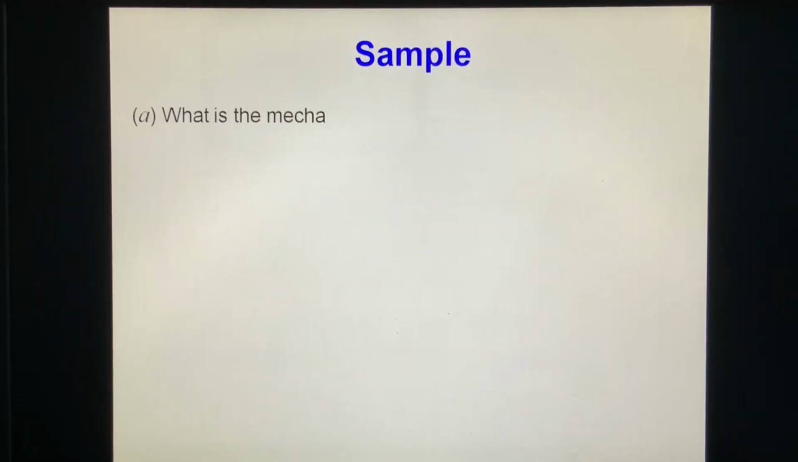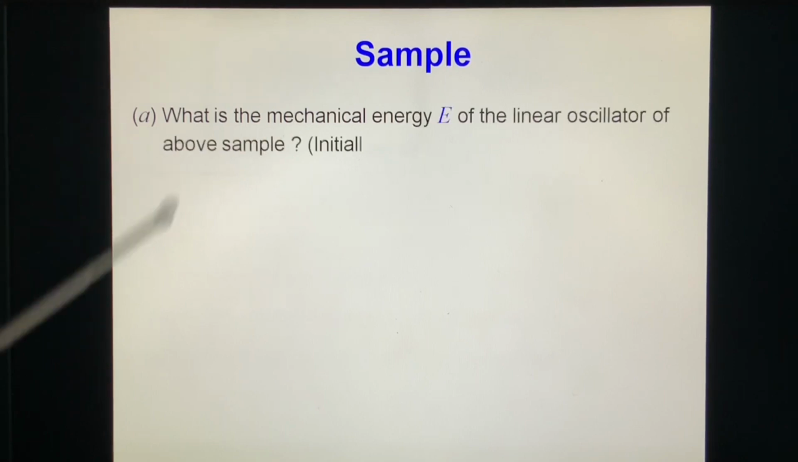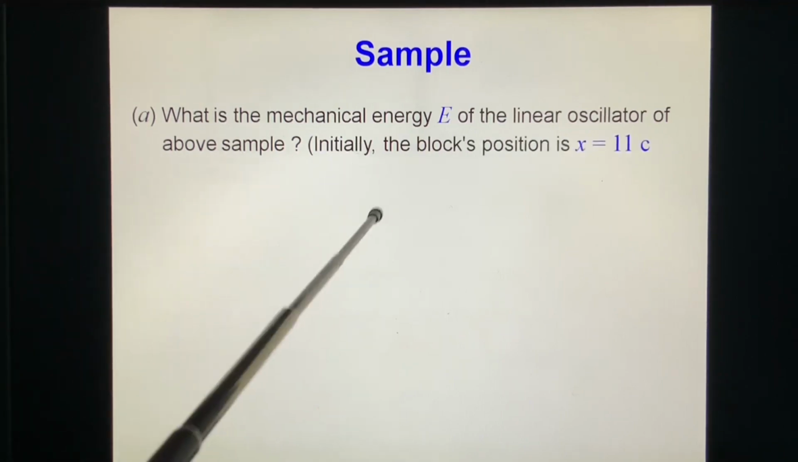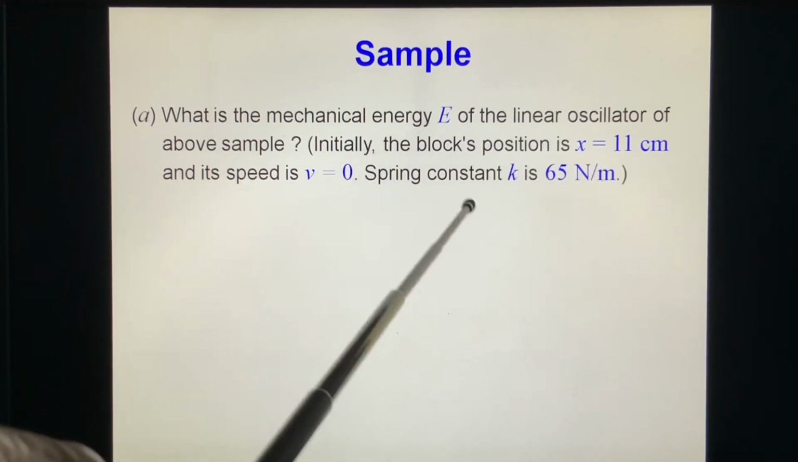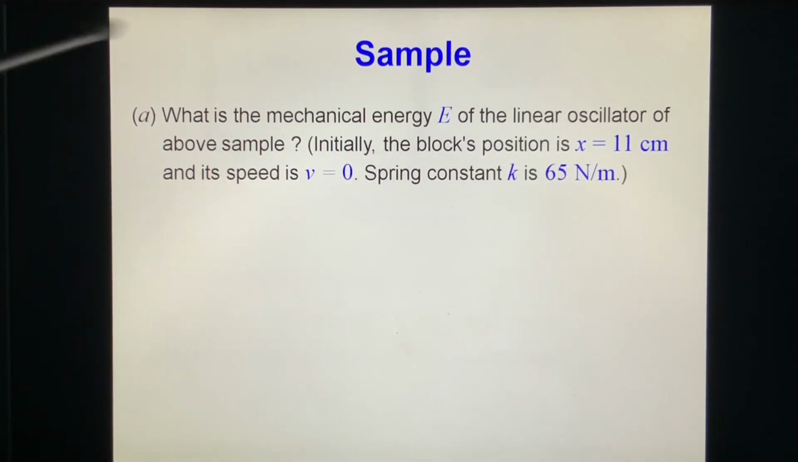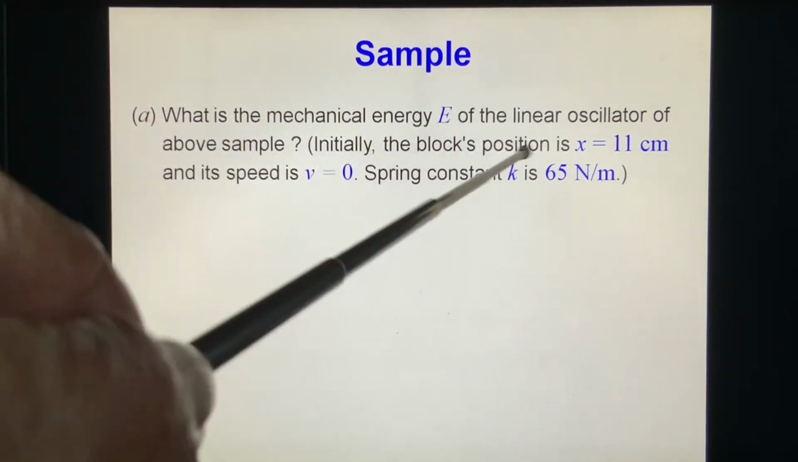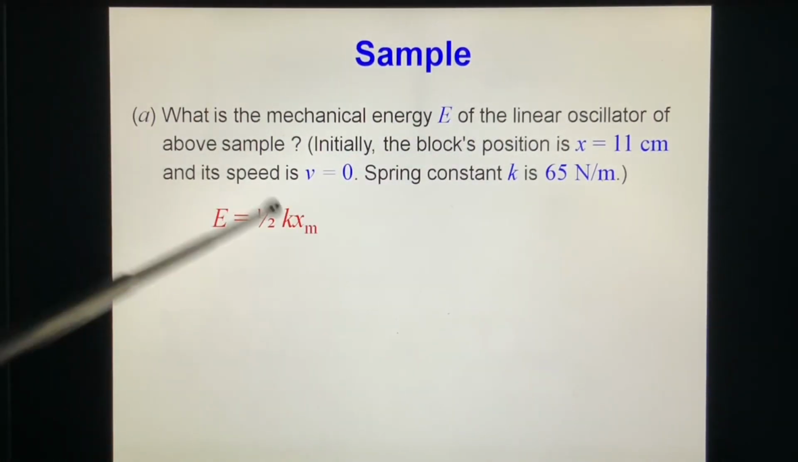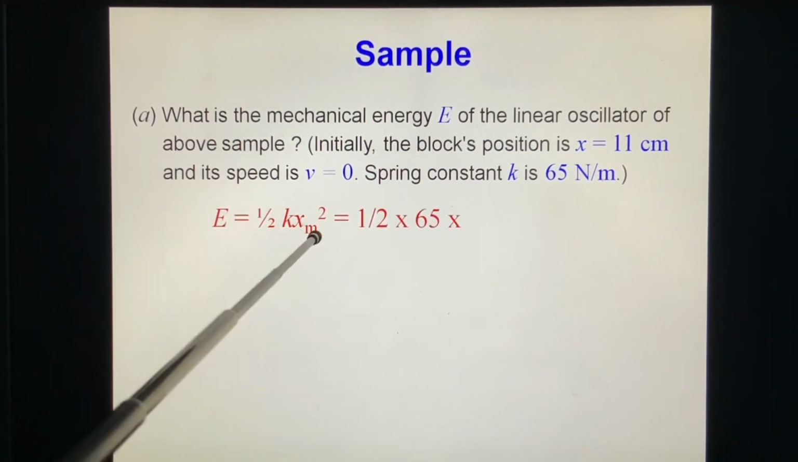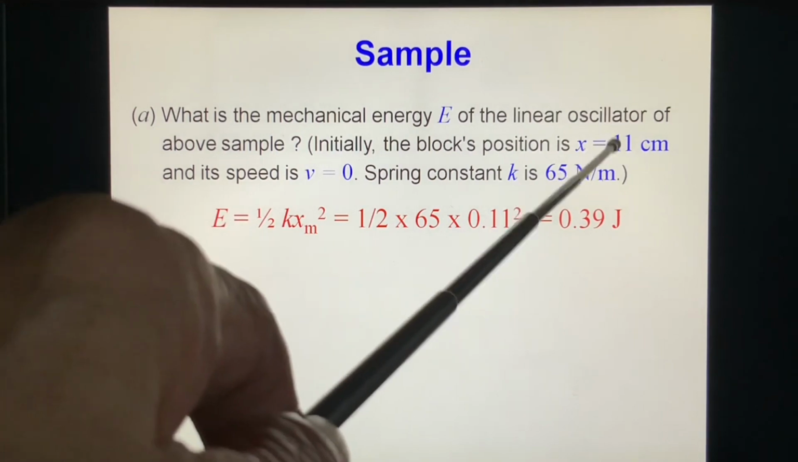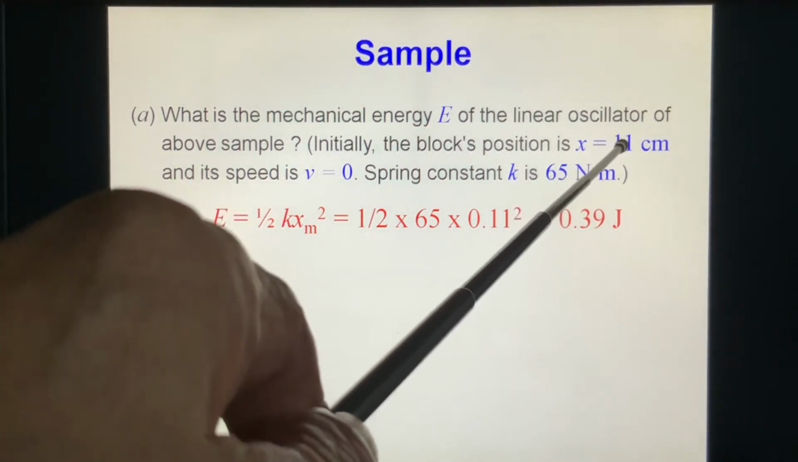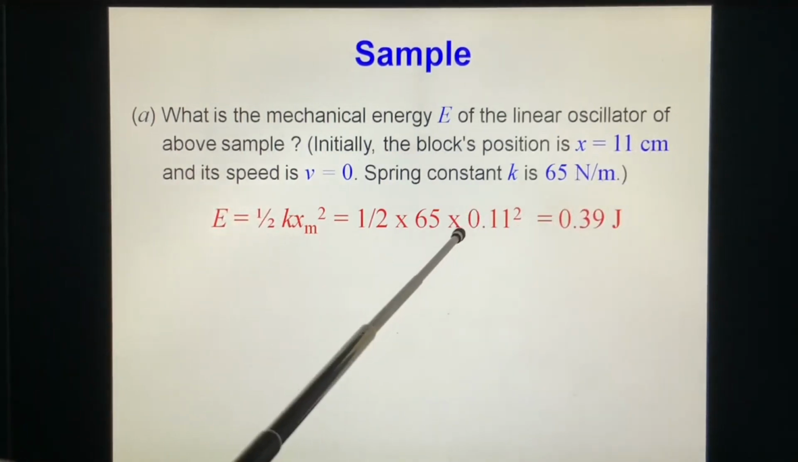Sample problem. What is the mechanical energy E of the linear oscillator of the above sample? Initially, the block's position is 11 centimeters, and the speed is v_0. And the spring constant k is 55. The mechanical energy is very easy because we have k and x_m, so it equals the maximum position energy. Remember that one: you have to use the standard unit, meters. So 11 centimeters is 0.11 meters.